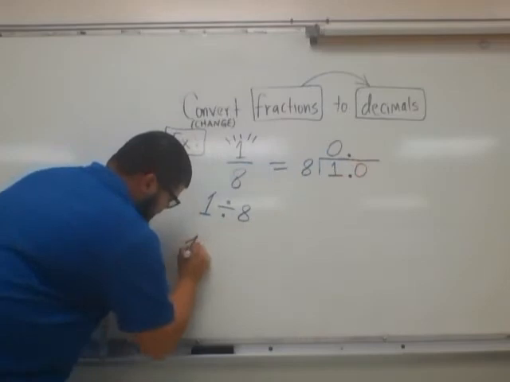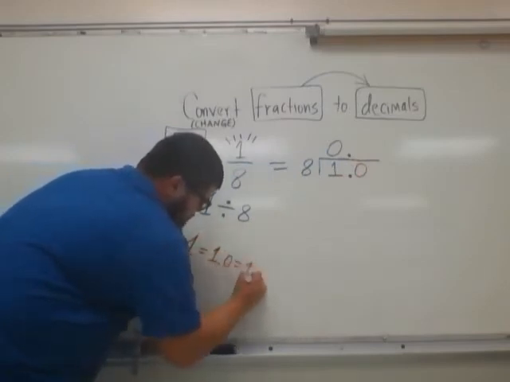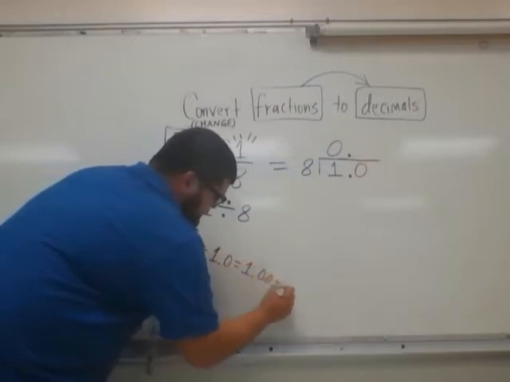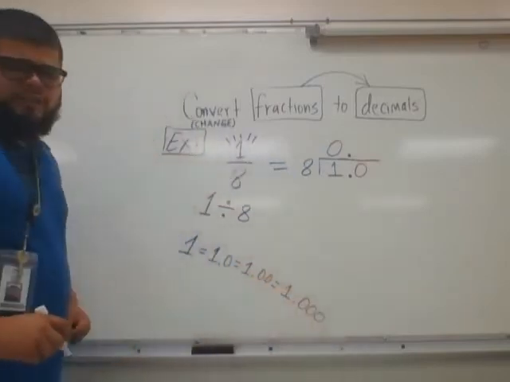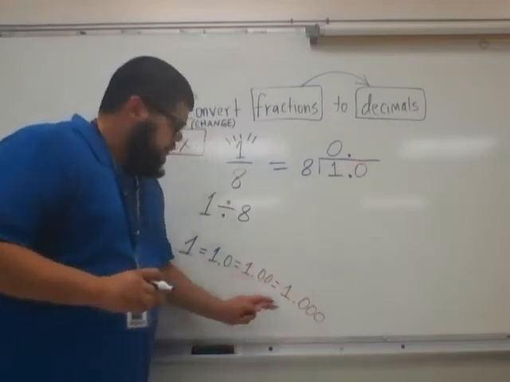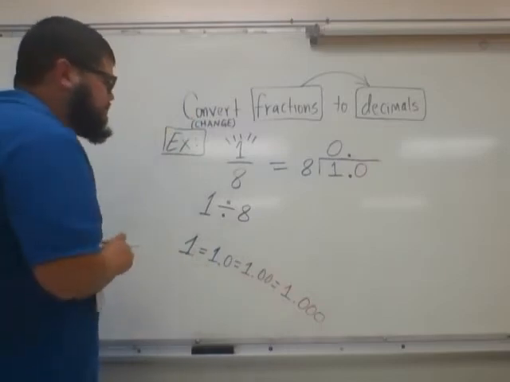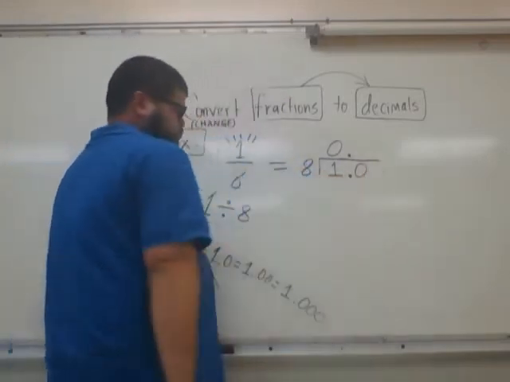We treat 1 as if it's 1.0. 1 is the same thing as 1.0. It's the same thing as 1.00. It's the same thing as 1.000. So how many times will 8 go into 10?